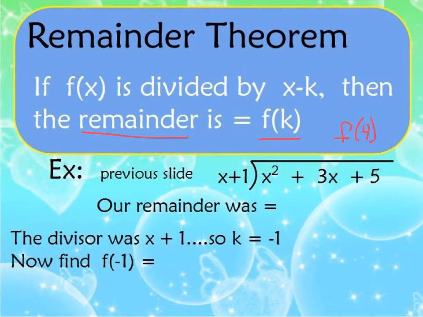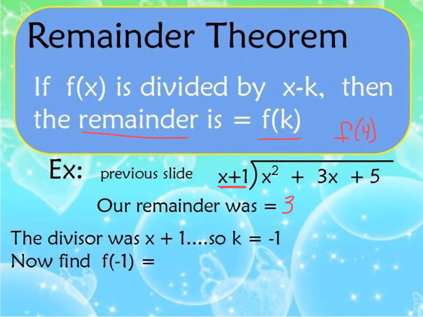Let's look at an example. This is the one we did on a previous slide. If you look back, our remainder on that example was a 3. So let's look at what happens. Since the divisor was an x plus 1, that's your divisor, your k value is negative 1. So what they're saying is if you plug negative 1 into your function, I'm going to show some nice work here, but you're just taking this negative 1 and plugging it into this function and seeing what you get.